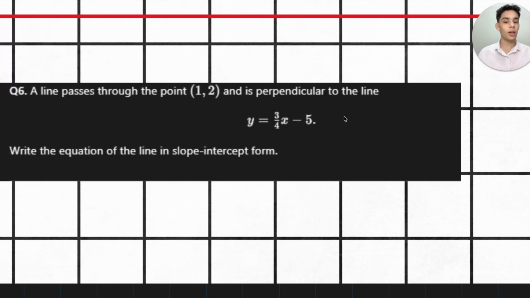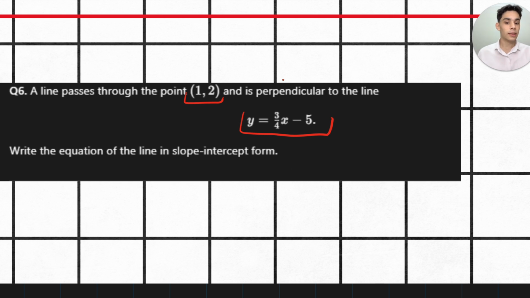And let's solve our last question of the day, which is the sixth question. A line passes through the point (1, 2) and is perpendicular to this line right here. Write the equation of the line in slope-intercept form. Now, we have a coordinate, which is great.